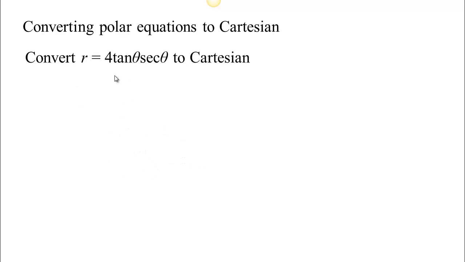Okay, and let's see, here's another one. r equals 4 tangent theta secant theta. Now I know that if I could find an r cosine theta in this problem, then I would have x, right? And if I can find an r sine theta in here somewhere, then that can be converted to y. So I'm on the lookout for that.